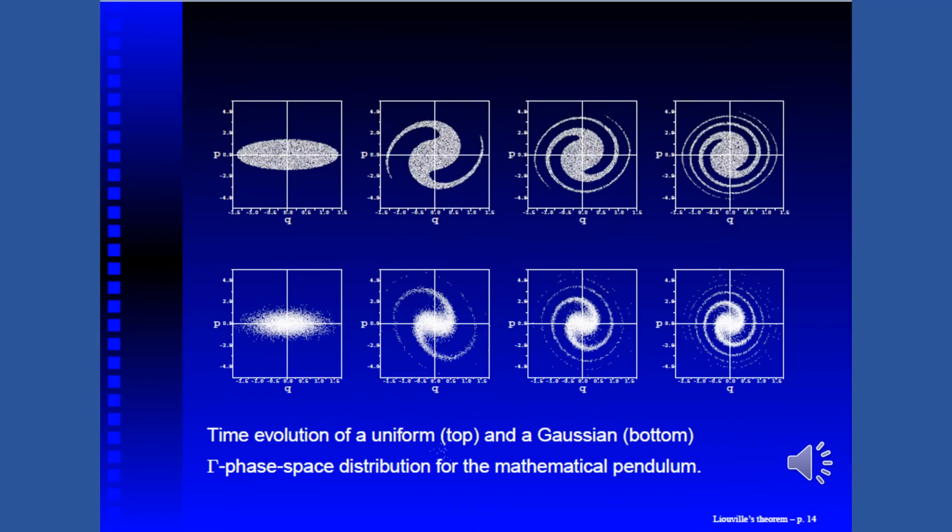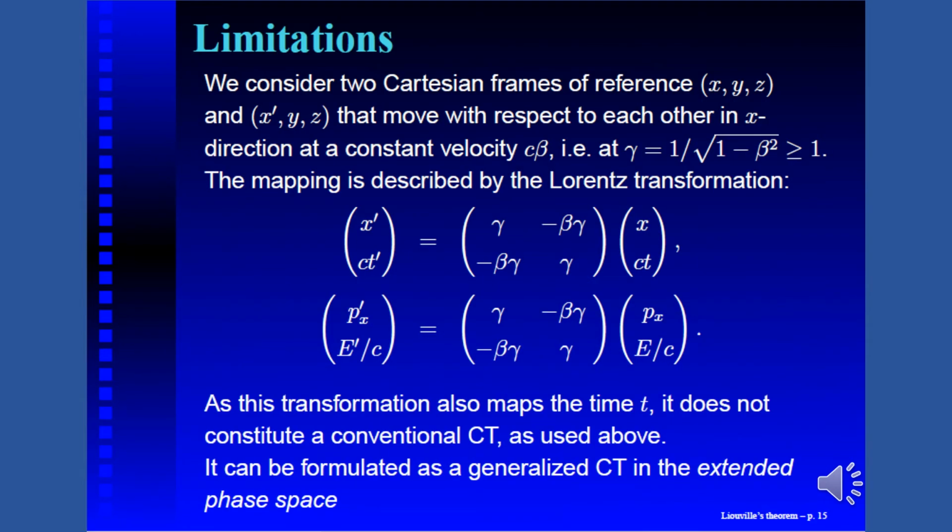Here you can see the pictorial diagram for the evolution for the uniform canonical transformation. The above is the uniform evolution in time, and the bottom is a Gaussian evolution of the phase space distribution for the mathematical pendulum.